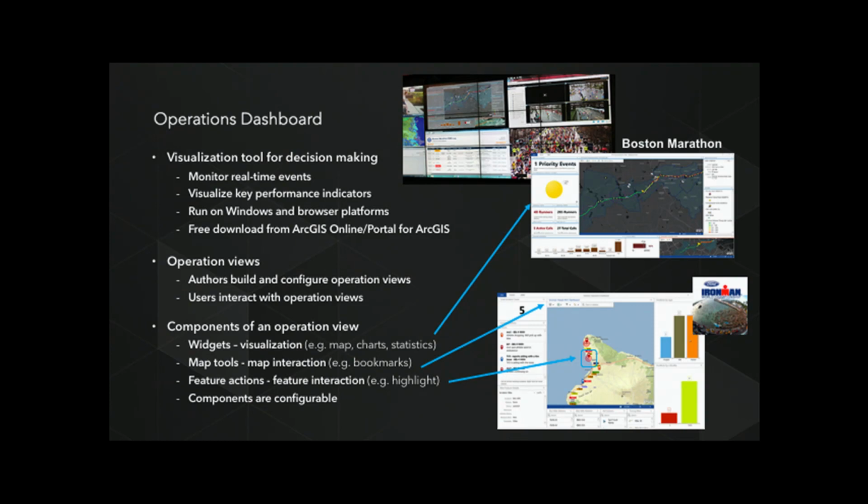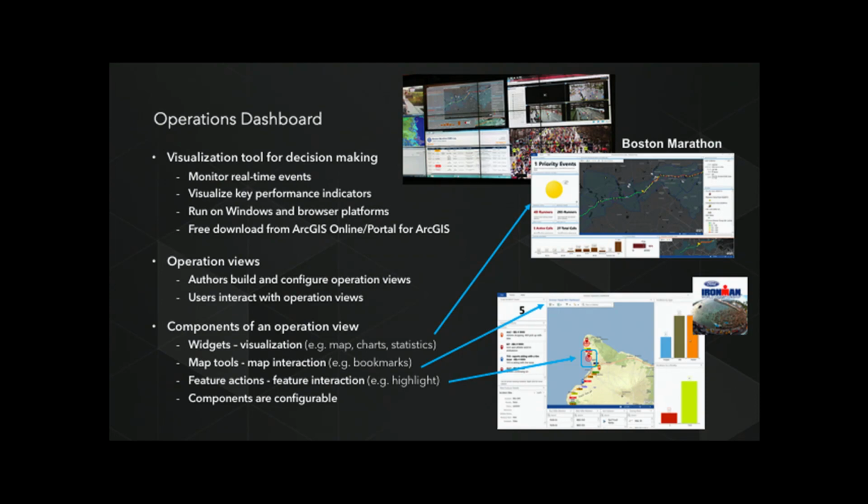Now let's talk about the content that gets created by Operations Dashboard. We call this content the operation views. There are 2 kinds of users here. One is the author of an operation view. These are the people with the privilege to create, update, and delete content in the org. They will also be the people to create operation views, configure them, and then build a very focused operation view for the end users. The other group of users are those who interact with the operation views and components inside.